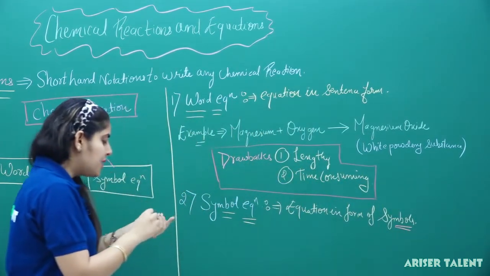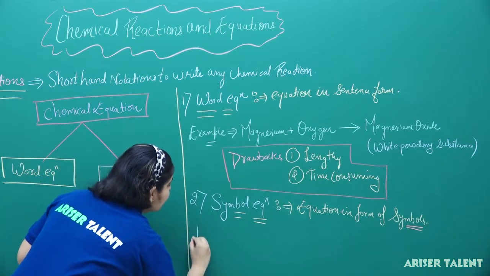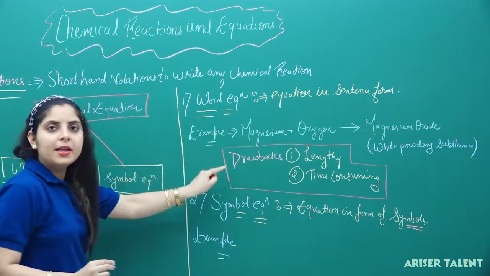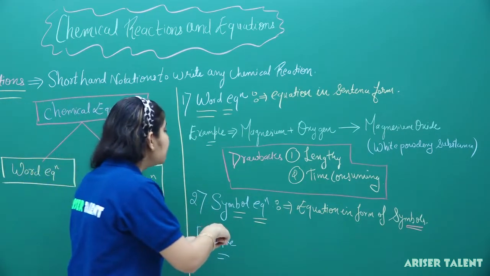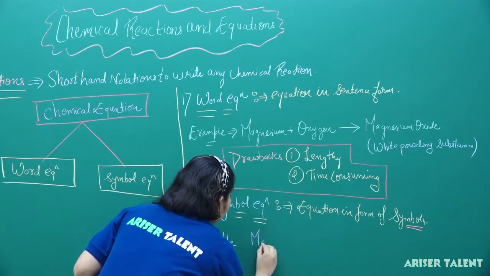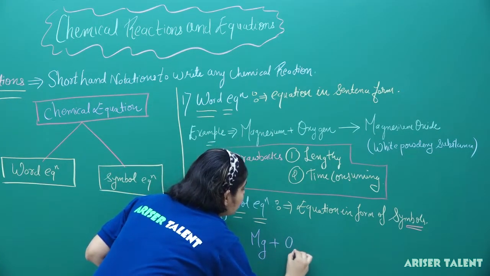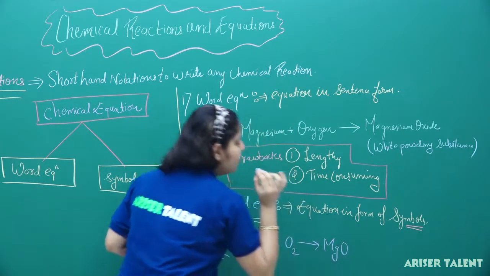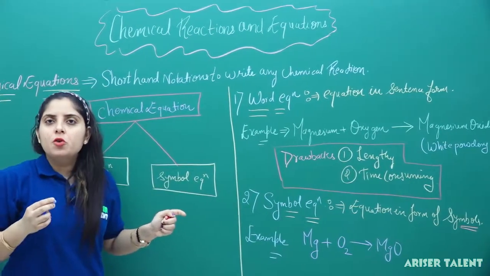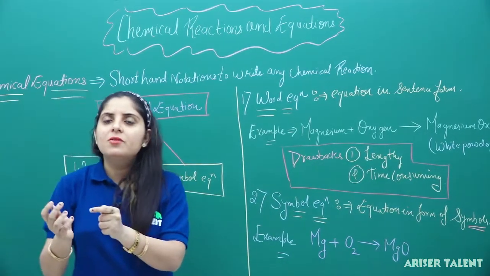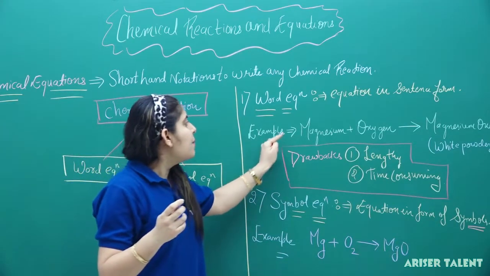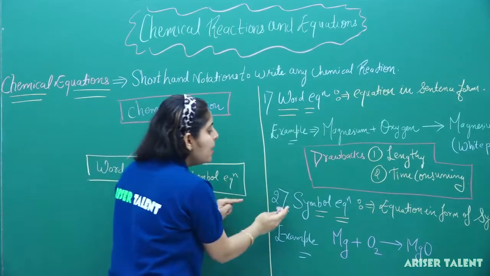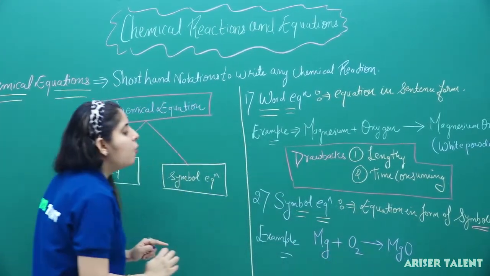Now we will take an example to understand the symbol equation. I am taking the similar example of the word equation to represent the symbol equation. It is represented in symbolic form as: for magnesium we have the symbol Mg, for oxygen it is O2, and what we will get is MgO. But this equation is not balanced, so balancing or unbalancing of the equation is our next topic. Firstly, I am writing the symbols of this. So the word equation has the equation in word form, and the symbol equations we have represented in the form of symbols.